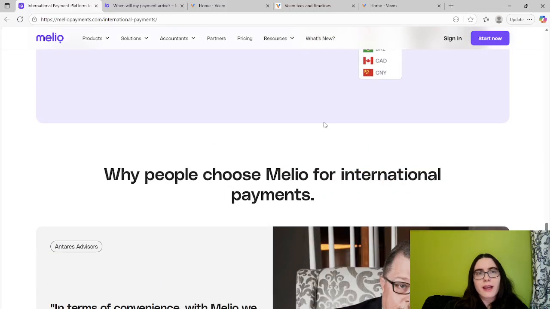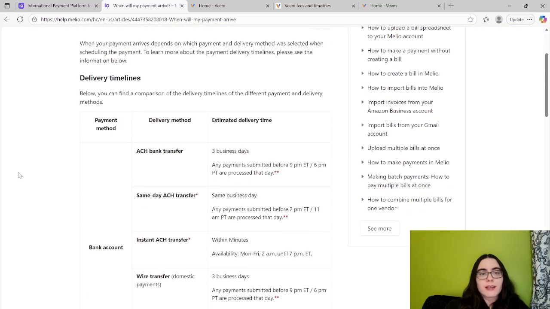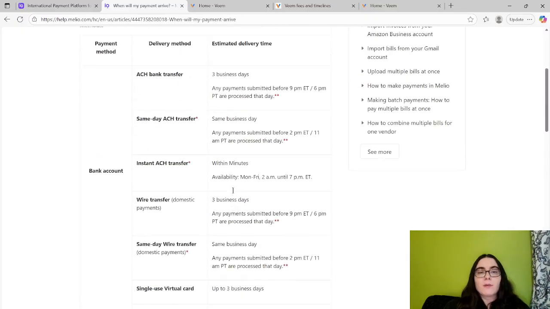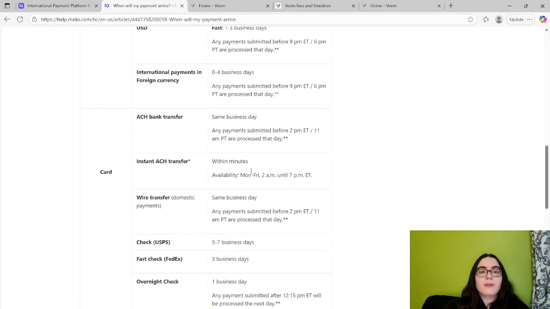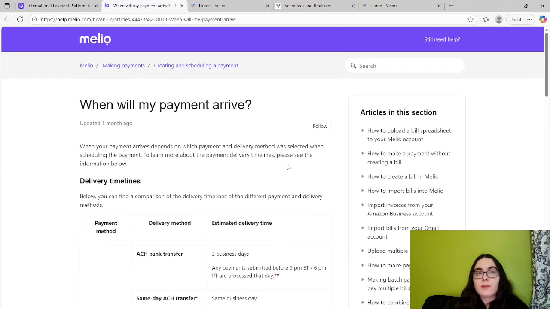We'll also take a look at the timeline of your payments because the delivery timeline is important. Like fees are important to know about, monthly subscription is important, but really you want to know how fast your payments are going to get there. So they do have some really fast payment options like instant ACH, which arrives within minutes. Also same day ACH, self-explanatory, same business day, same day wire transfer, things like that. It is going to depend on which method you're using though, because check is going to take longer, 5 to 7 business days. But they do have some pretty fast options available that can happen within minutes. So that is good to know and can help you have your payment arrive really quickly.